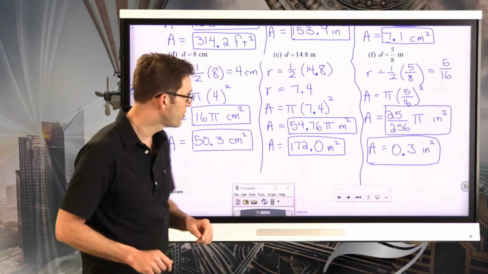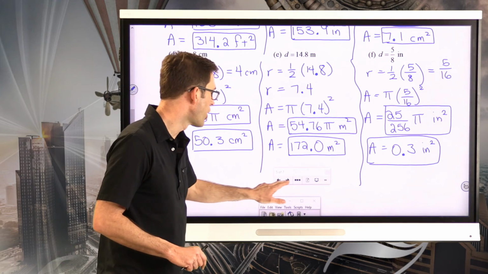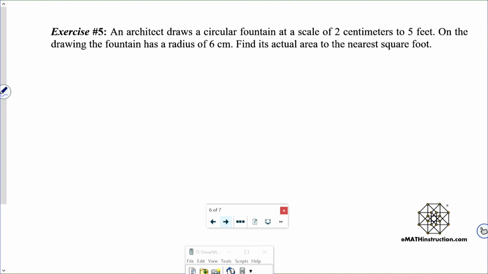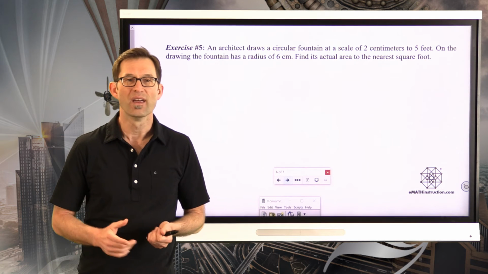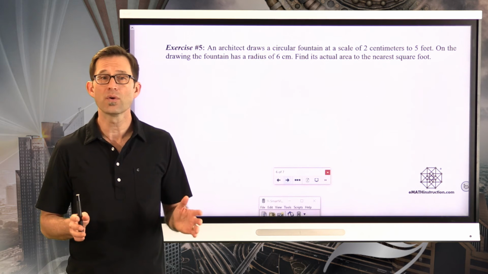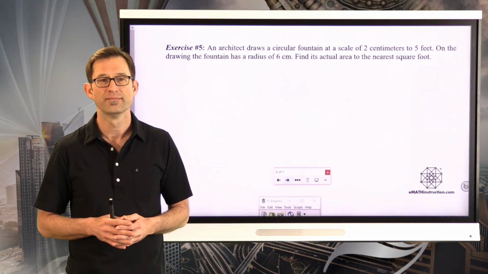Let's take a look at one final problem, which brings us back to some work that we did with scaled drawings recently. Let's take a look at exercise number 5. An architect draws a circular fountain at a scale of 2 centimeters to 5 feet. On the drawing, the fountain has a radius of 6 centimeters. Find its actual area to the nearest square foot. All right, I'd like you to play around with this. Pause the video now and see if you can find out the actual area of this fountain to the nearest square foot.